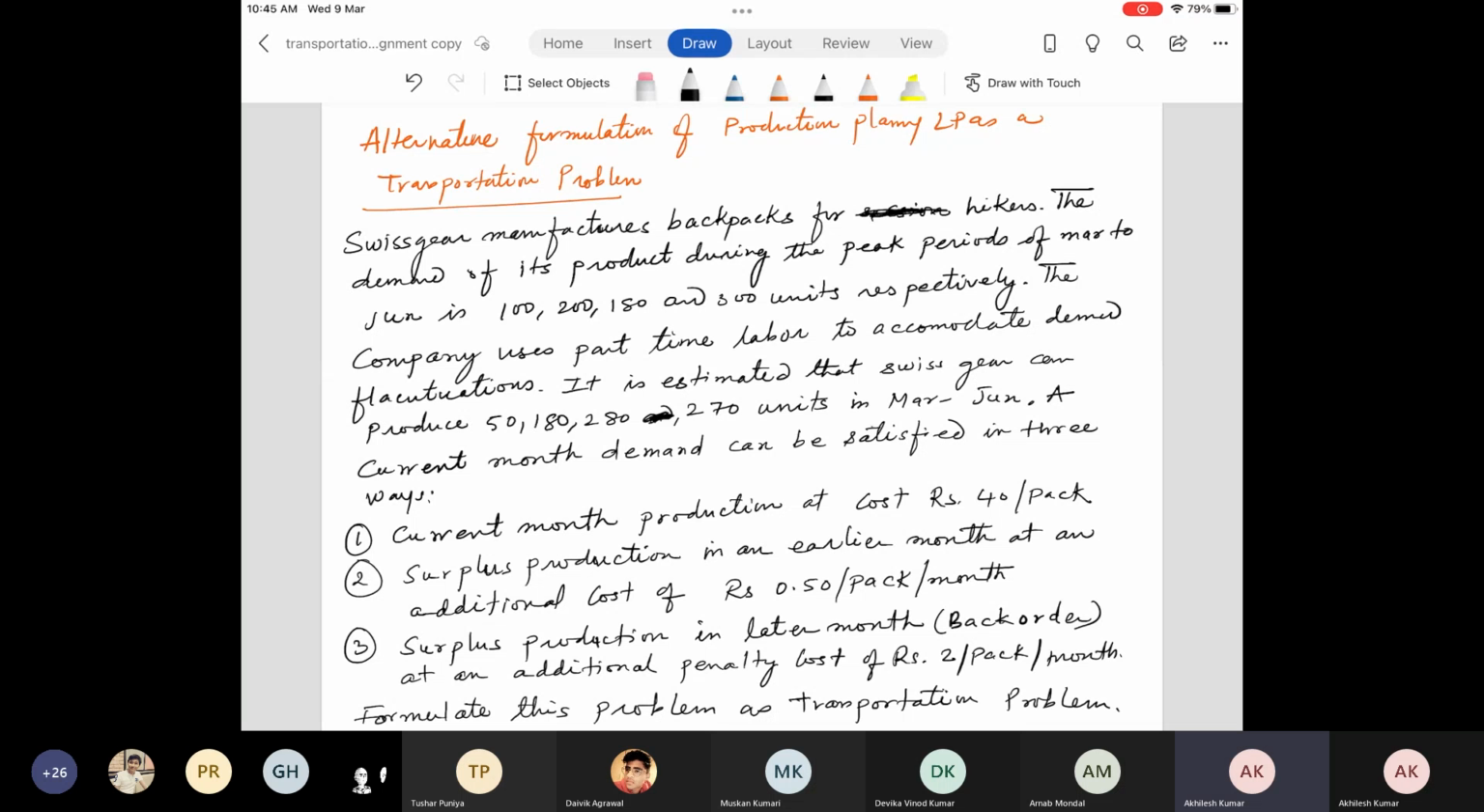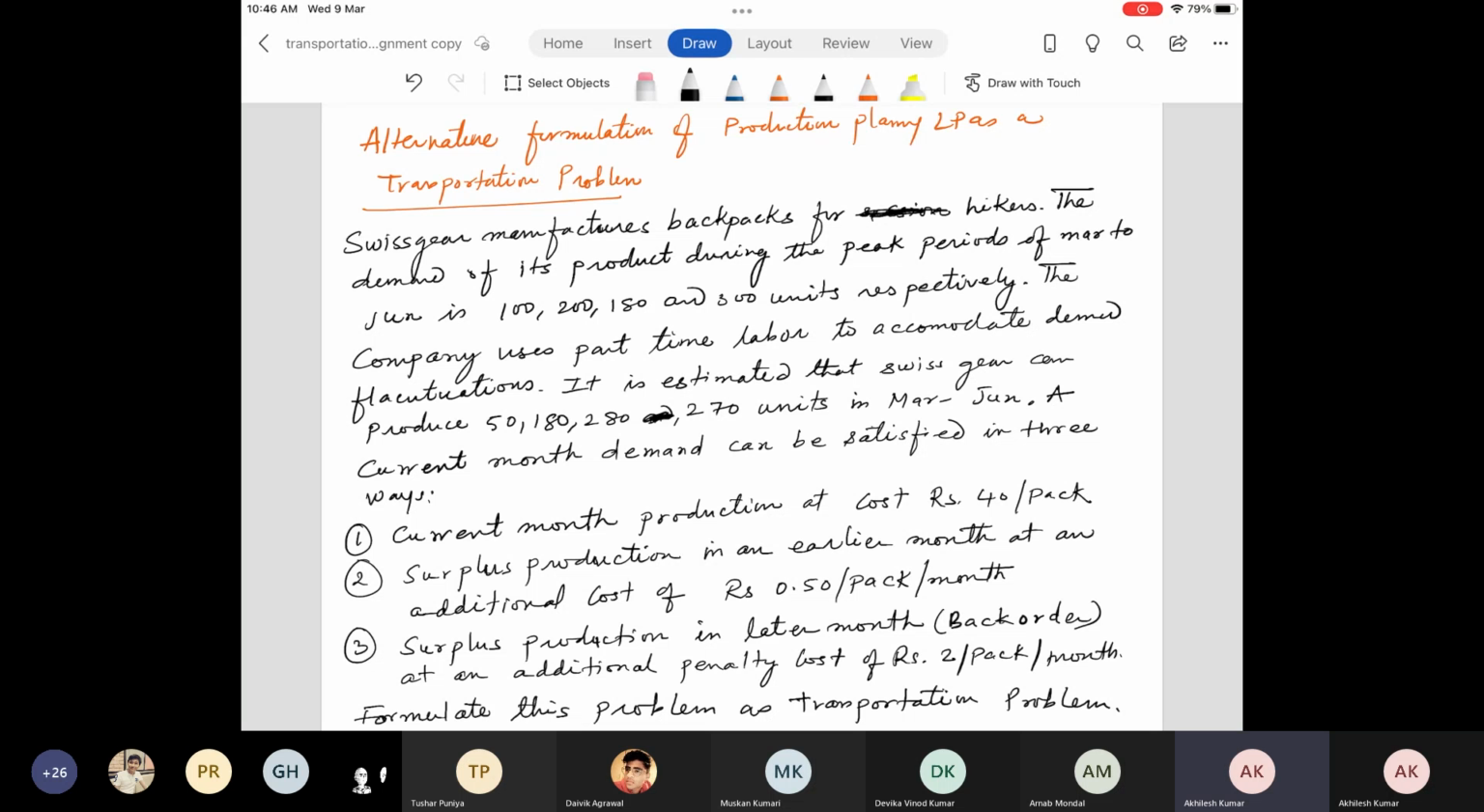So this question we have formulated as an LP earlier. Now we want to formulate it as a transportation problem. When I say transportation problem, what is required is you define what are the sources, what are the destinations, and give a table of the cost.